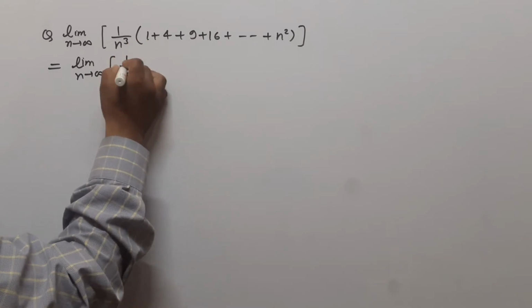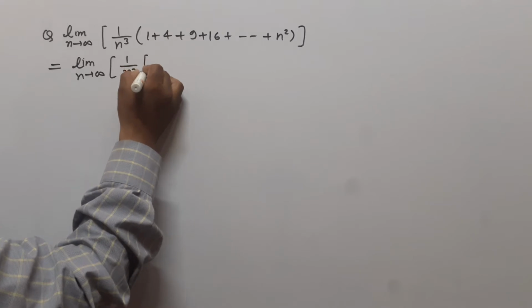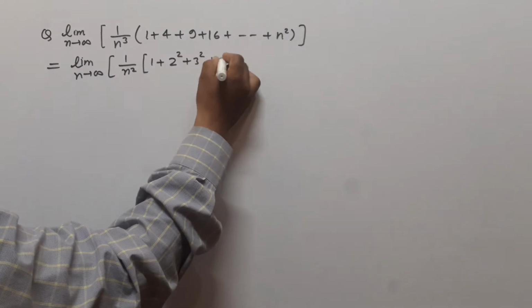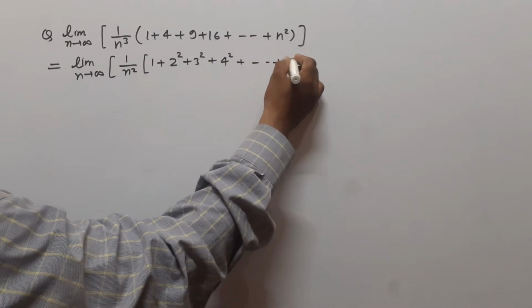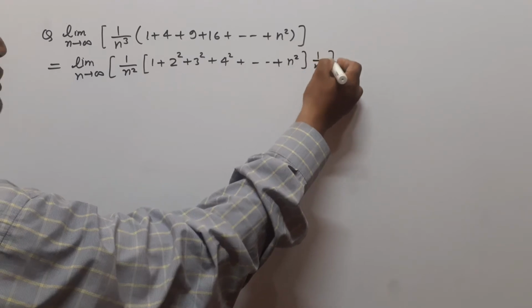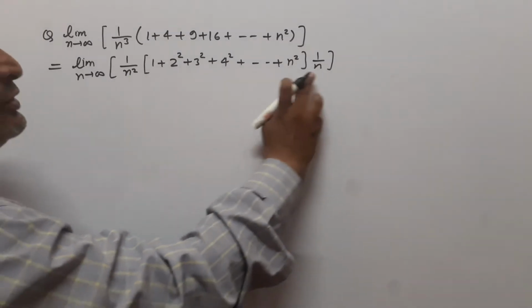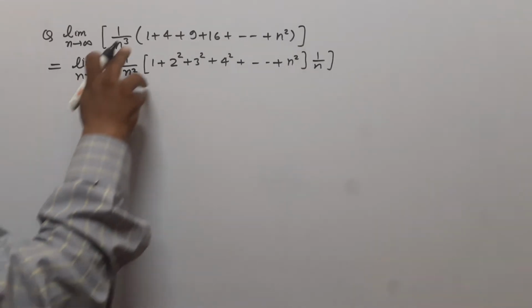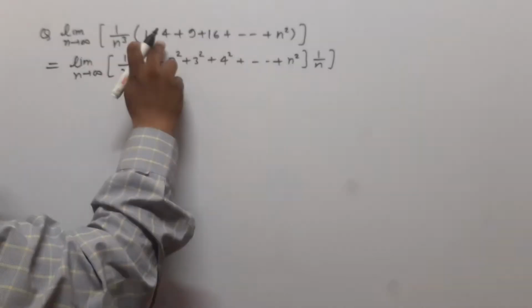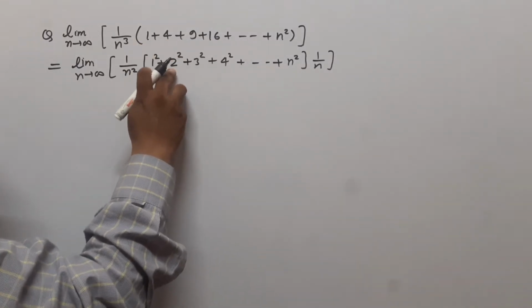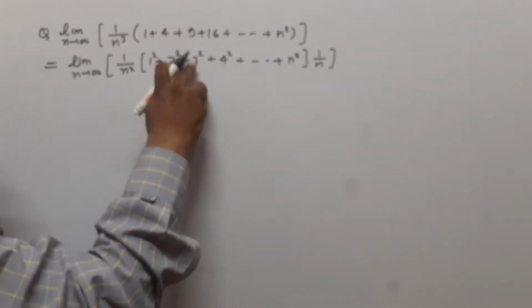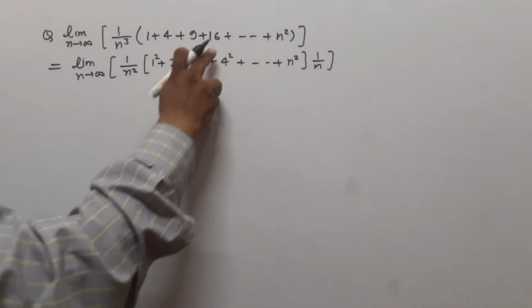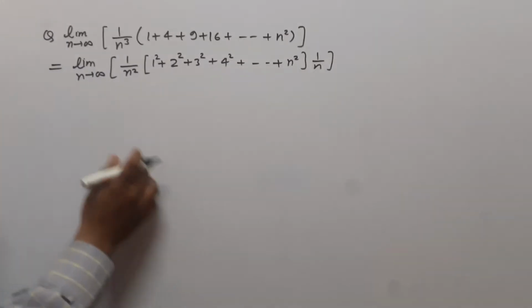1 upon n square multiplied by (1 plus 2 square plus 3 square plus 4 square and so on n square) multiplied by 1 by n. Because 1 upon n square multiplied by 1 upon n, we get 1 upon n cube. Here 1 can be written as 1 square, 4 can be written as 2 square because 2 square is 2 multiplied by 2, that is 4. 9 can be written as 3 square, that is 3 multiplied by 3, this is 9. And 4 square is 4 multiplied by 4, this is 16. And this is n square.